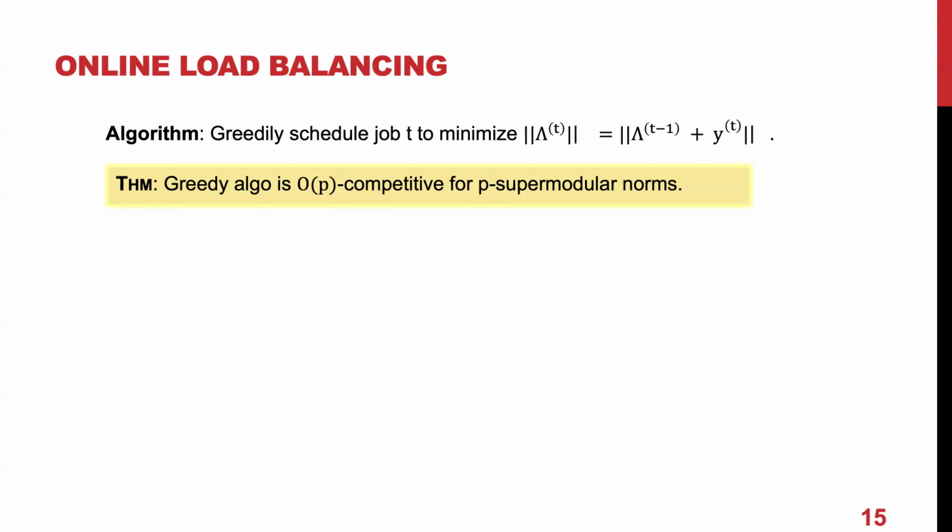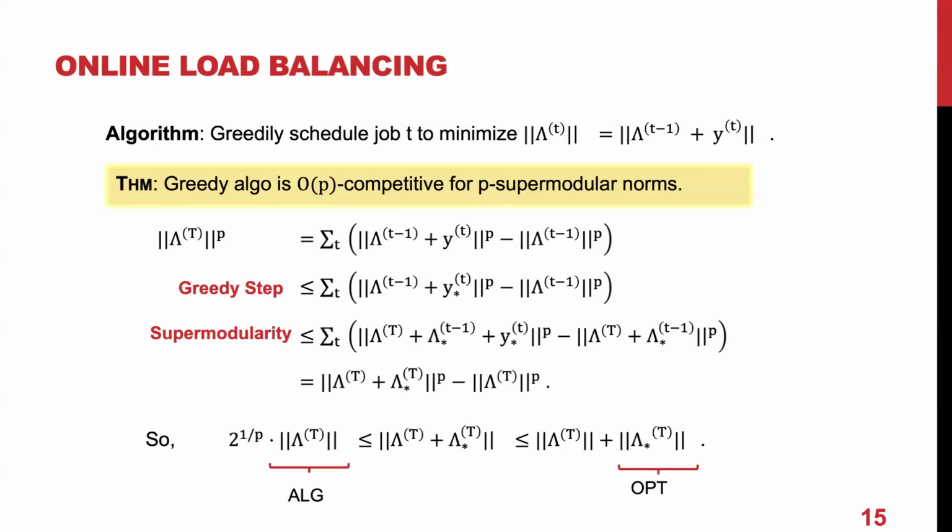And as I was saying, because we can make any symmetric norm log-supermodular, this gives you a polylog competitive ratio for symmetric norms, or any other supermodular norm. And the proof is also very simple. It's the reason I'm covering it. It's just like two inequalities.